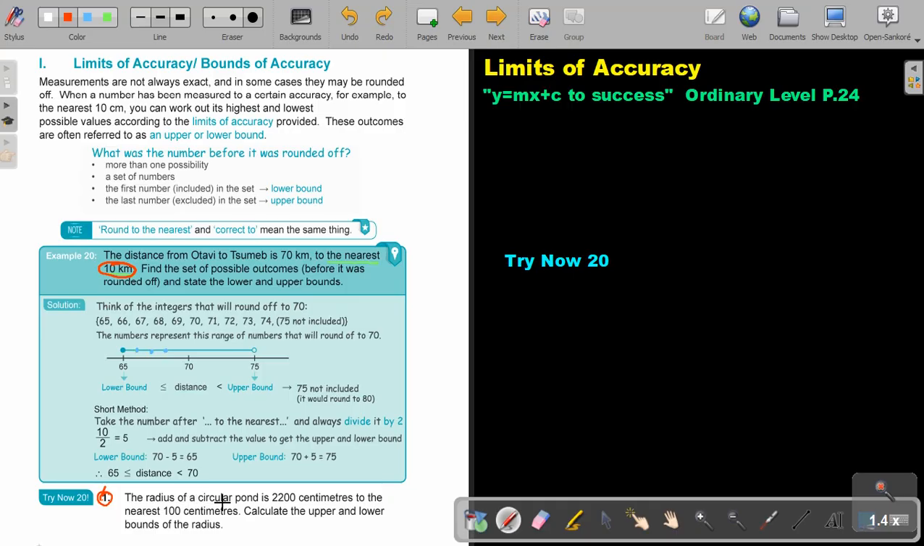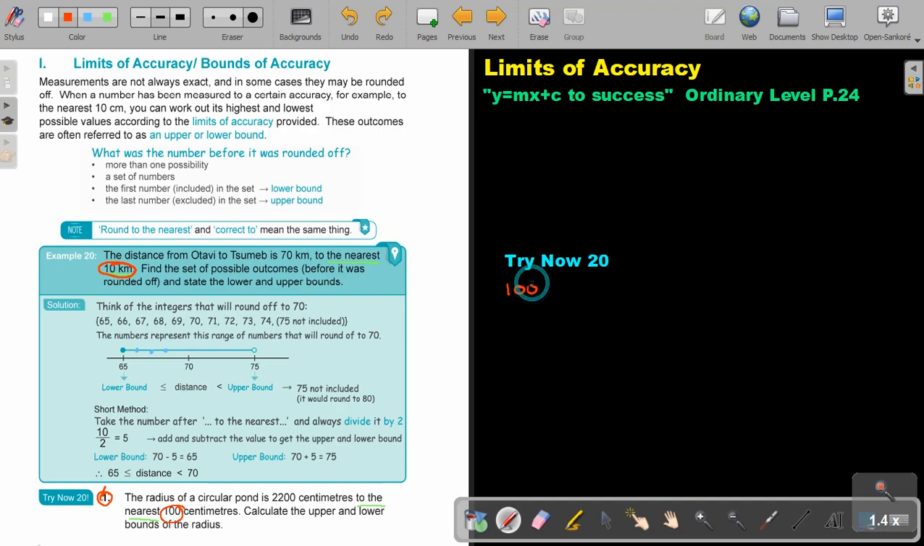Okay, the radius of a circular pond is 2,200 centimeters to the nearest 100. Okay, let me show you. To the nearest. And what is standing after the nearest? 100. So let's just do the short method.